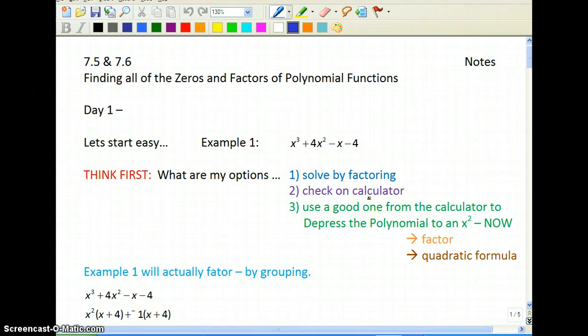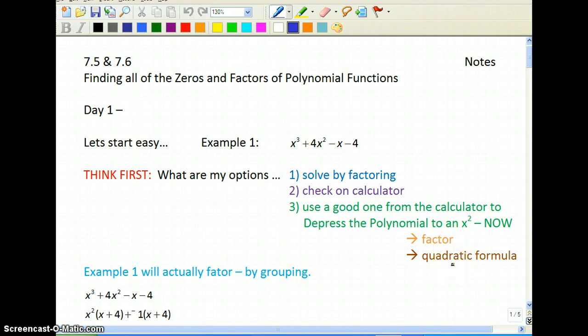Well, we know that not all problems are going to be factorable and not all problems are going to have all nice answers. You could have a problem that has all imaginary answers, so you're going to have another method. This third method is the one you're going to use most often. We're going to see if we can get at least one good one from our graphing calculator. Once we get that, we're going to use it to depress the polynomial down to an x squared. Once we get it down to x squared, we can either keep factoring or use the quadratic formula.